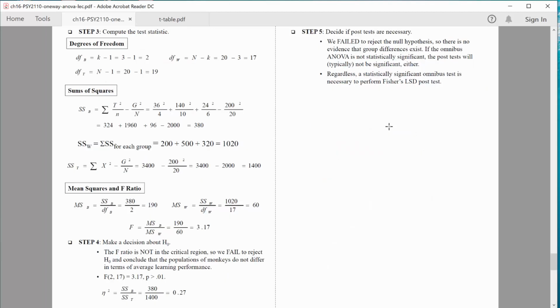So let's go ahead and evaluate step 5. At step 5, we need to decide if post-tests are necessary. We failed to reject the null hypothesis, so there's no evidence that group differences exist. If the omnibus ANOVA is not statistically significant, the post-test typically will not be statistically significant either. And regardless, you shouldn't even be trying to test for differences at this point, because a statistically significant omnibus test is necessary to perform Fisher's LSD post-test. So we stop right here. This test is done. We conclude there are no differences among the 3 species of monkeys.